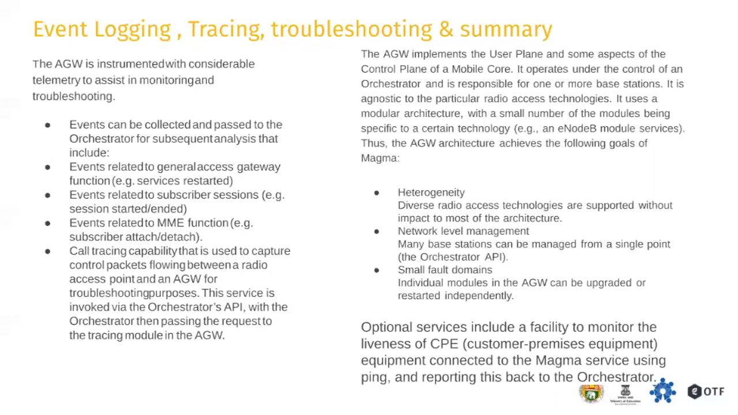Then coming down to network level management, here the base API is available from a single point, that is from the orchestrator, and therefore everybody can use it. So that goal is met. Then the one thing we need to make sure of is the fault domains, because if you have some fault or single point of failure, you have to ensure that you avoid failures and you are able to recover from them.